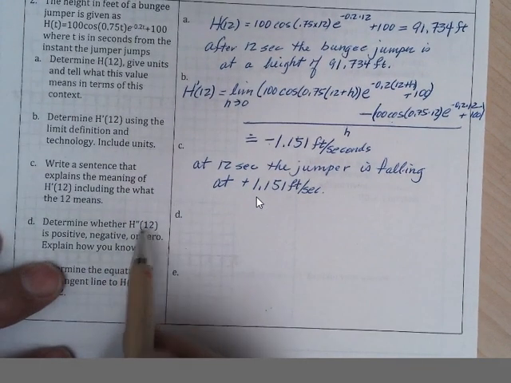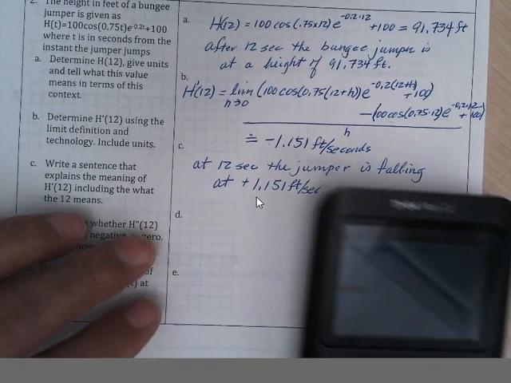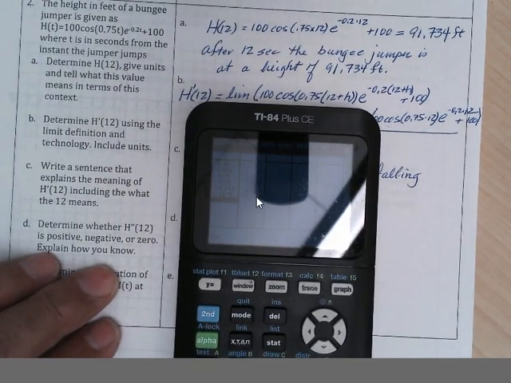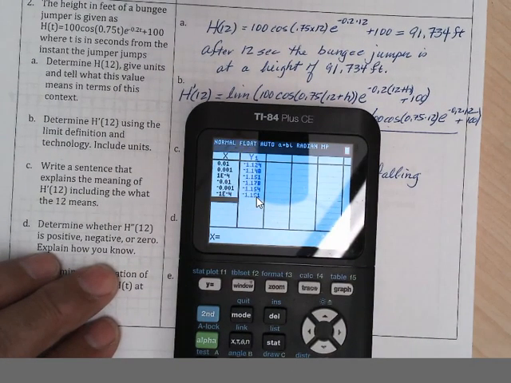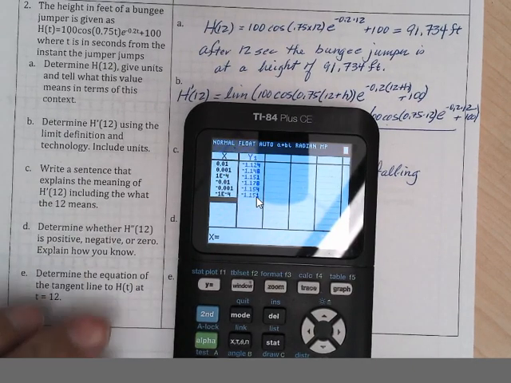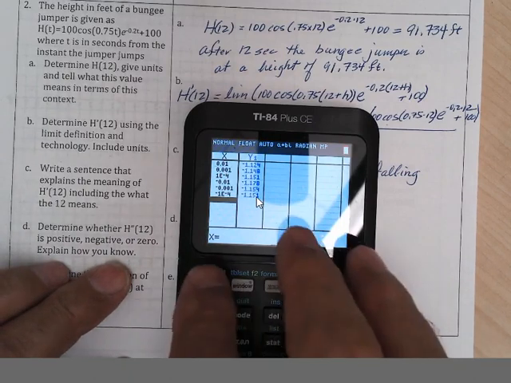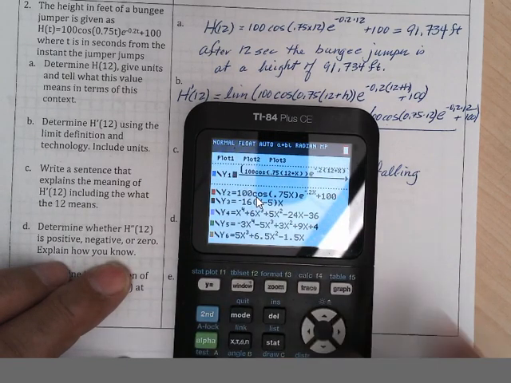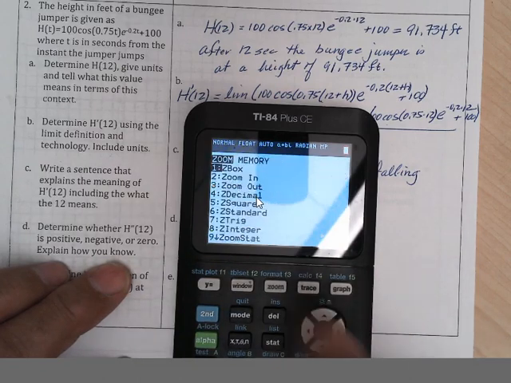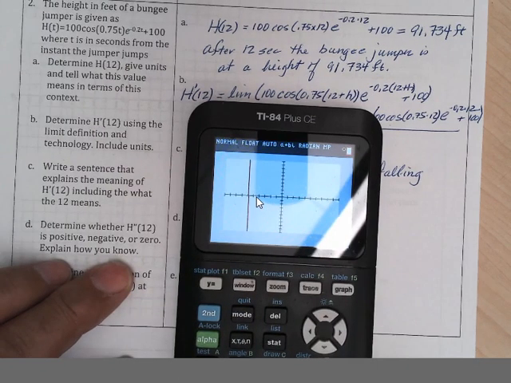Determine whether h double prime of 12 is positive or negative. Well, the double prime talks about the slope of the slope, yes, but it also talks about the curvature of the original graph. So I'm going to go back and turn this one off and turn on my original graph, and then I'm going to go zoom 6, and I'm not going to see much.